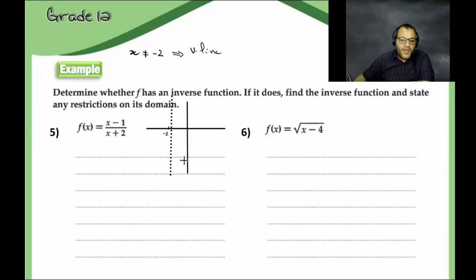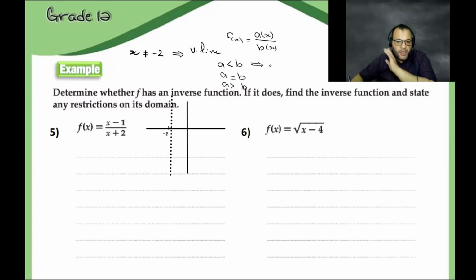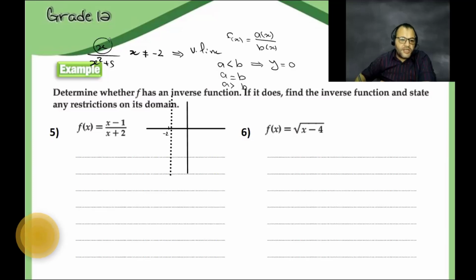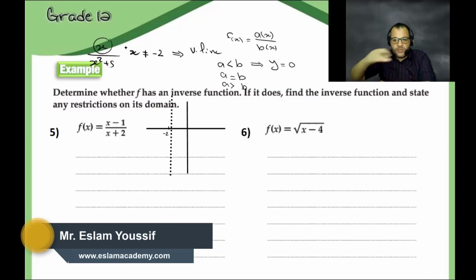Okay. Now about the horizontal line of asymptote, how can we find it? We have three cases. We have the function f of x equals a of x over b of x: if a is smaller than b, if a equals b, if a is greater than b. If a is smaller than b, we have a horizontal line y equals 0. The degree of the numerator is smaller than the degree of the denominator. Suppose we have x over x squared plus 5. That's degree 1, and that's degree 2, so we have a horizontal line at y equals 0.